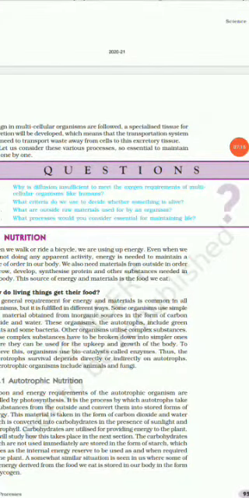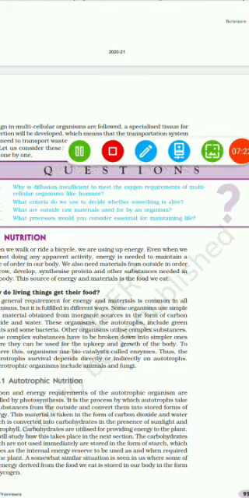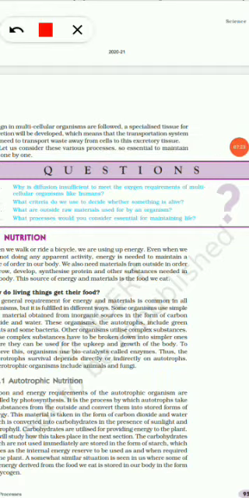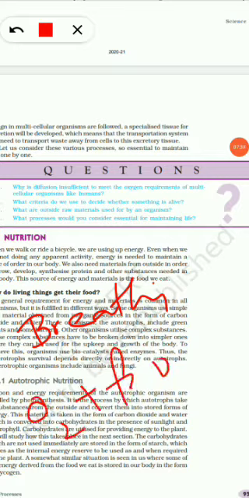What criteria do we use to decide whether something is alive or not? So we have the criteria following the different life processes. Whether the person is breathing, whether they are moving, whether all these things are happening, all the life processes happening, so that shows that the organism is alive or not. What are outside raw materials used by an organism? So outside raw materials are oxygen and food that are used by an organism.